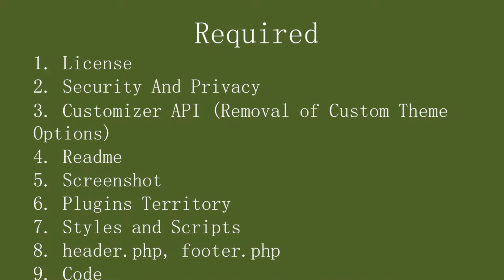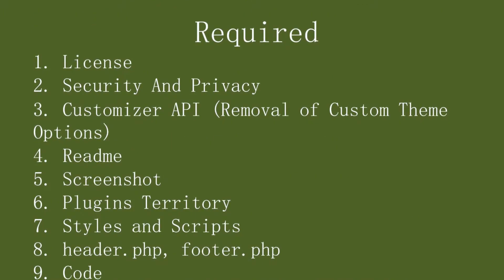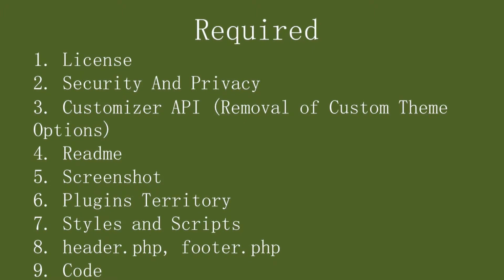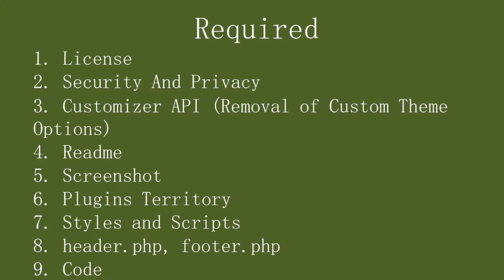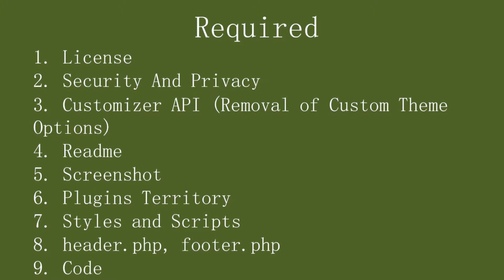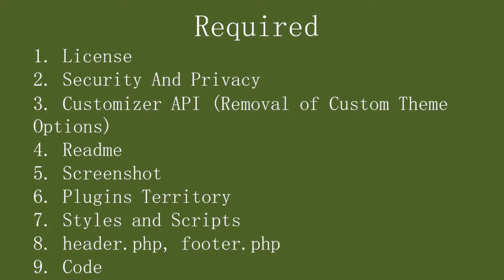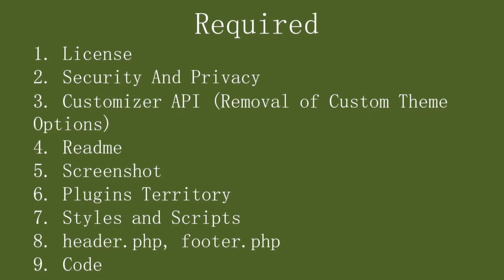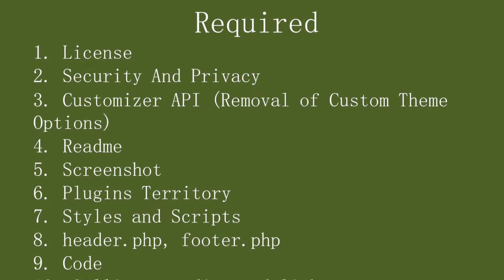The first thing that we need to check is license. The key thing about license is that everything needs to be GPL compatible, 100% GPL compatible. Any bundled resource, image, any scripts and styles, if it is not GPL compatible, then that theme will not be allowed in the WordPress repository.